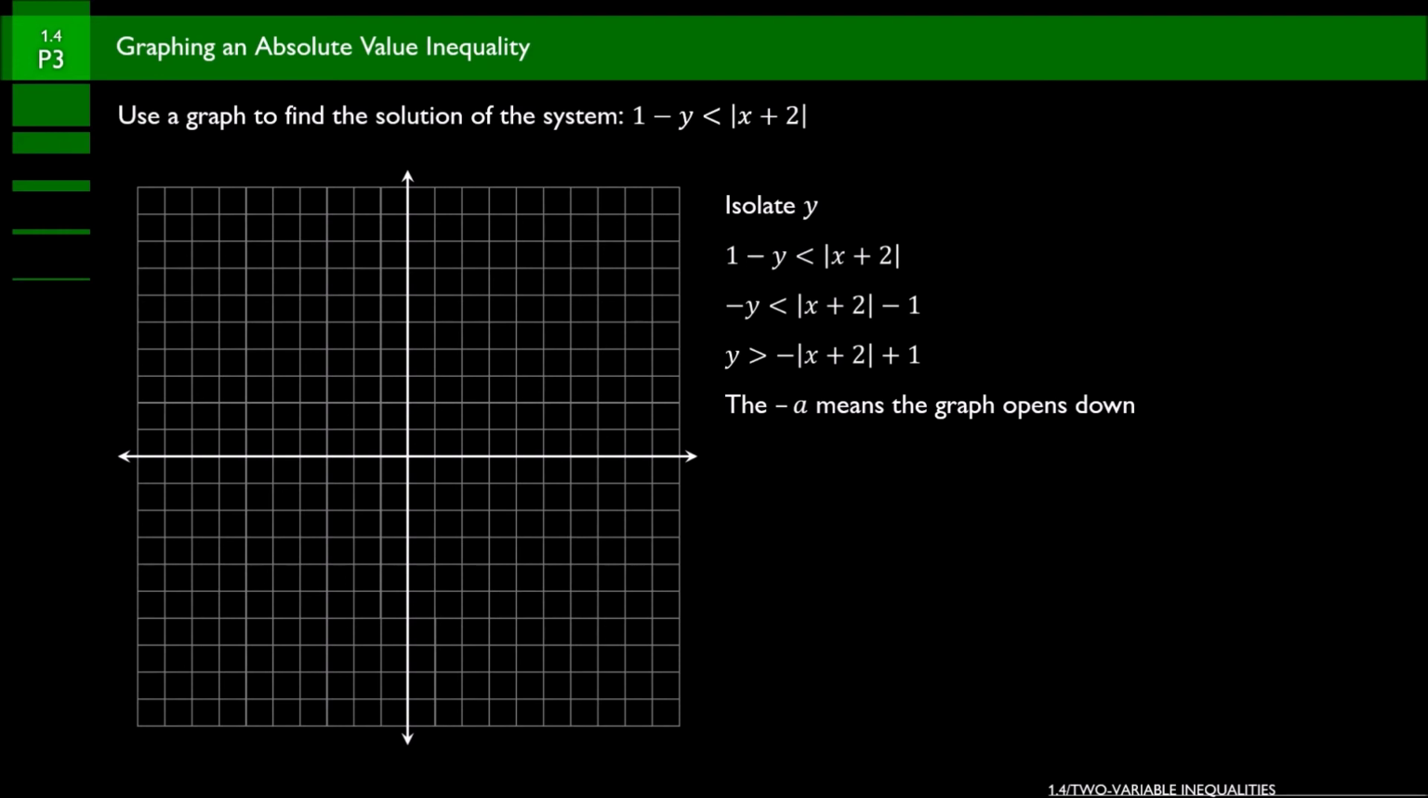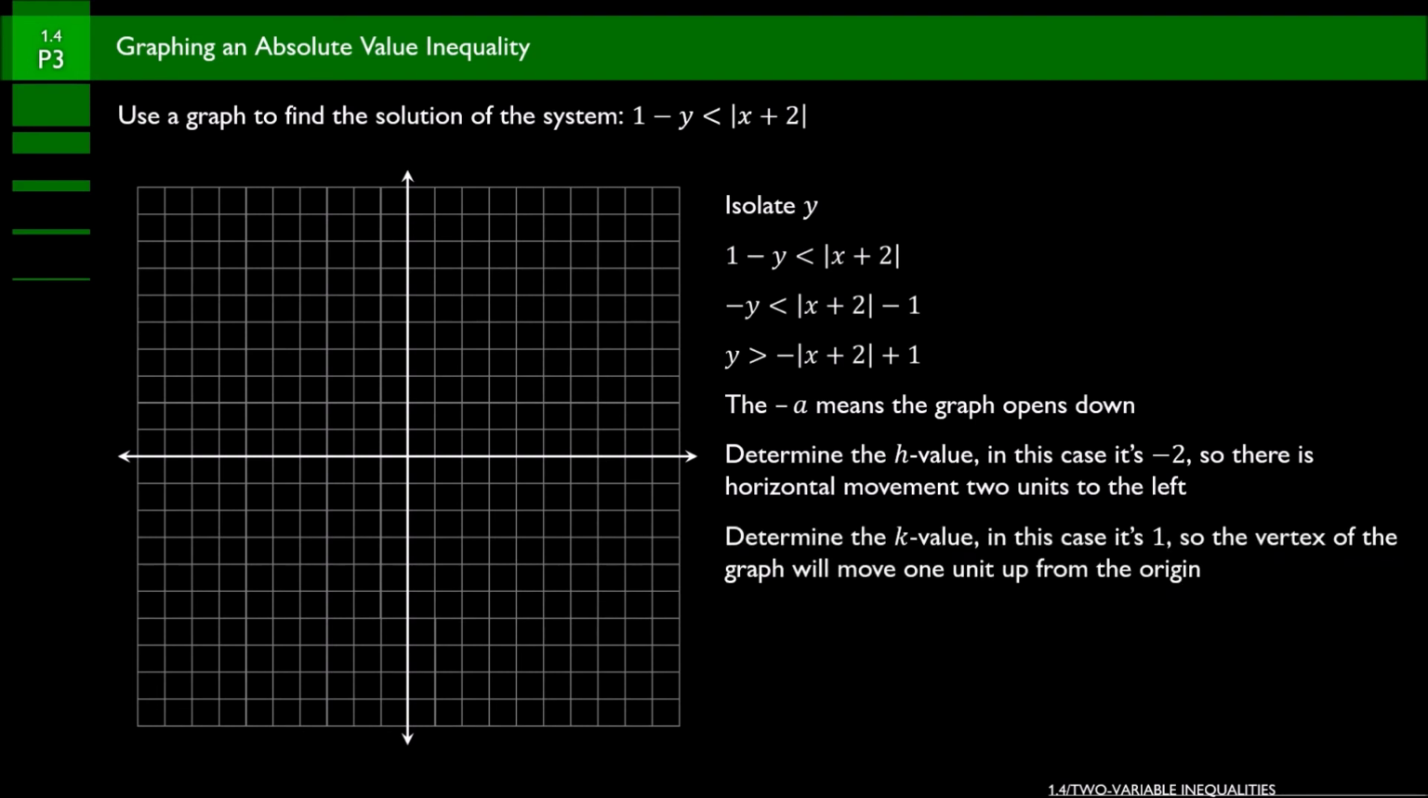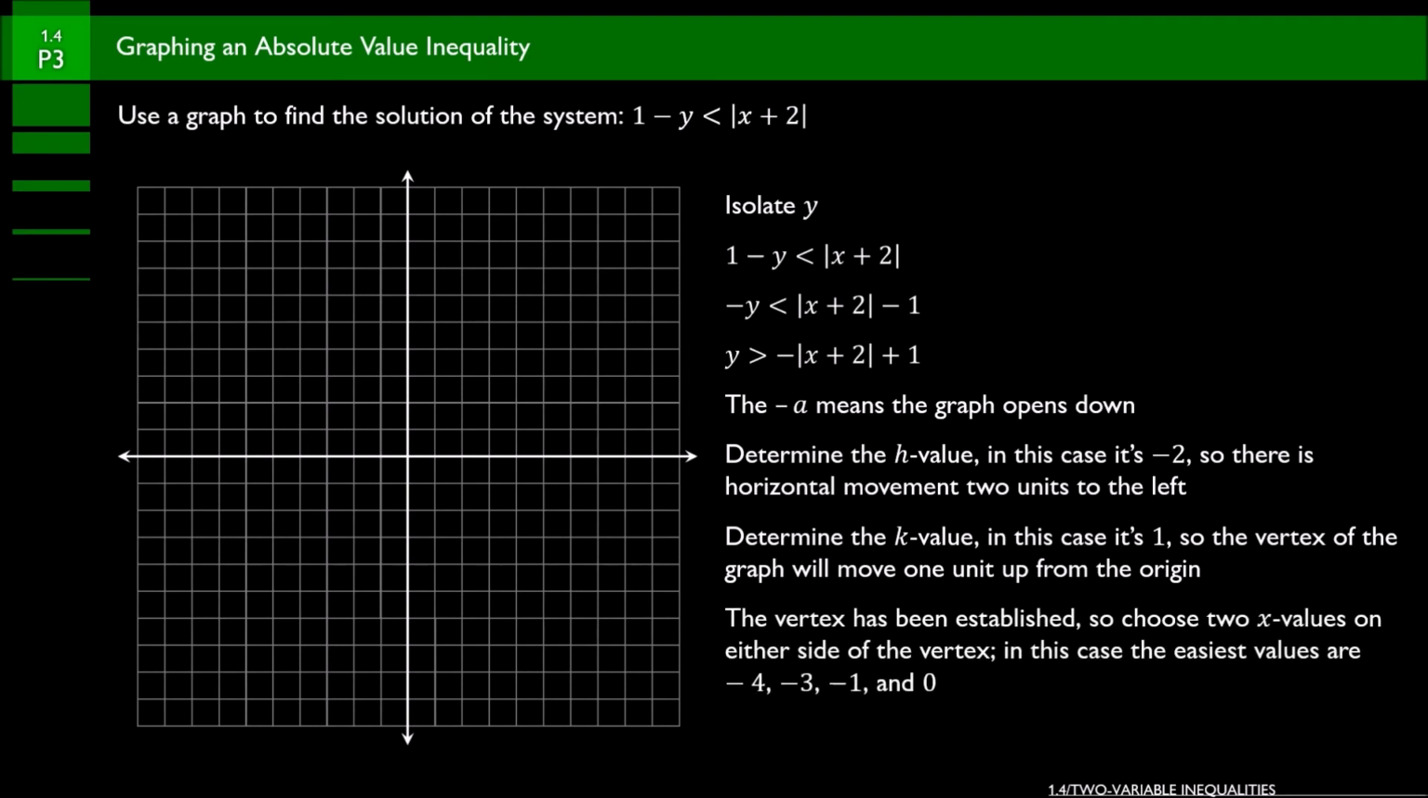We need to determine the h value, and in this case it's going to be negative 2 because inside of the absolute value we have x plus 2. Then our k value is 1. So we've got a vertex of negative 2, 1. Once we've established that vertex, we choose 2 values on either side of the vertex. So I'm going to choose negative 4, negative 3, negative 1, and 0.